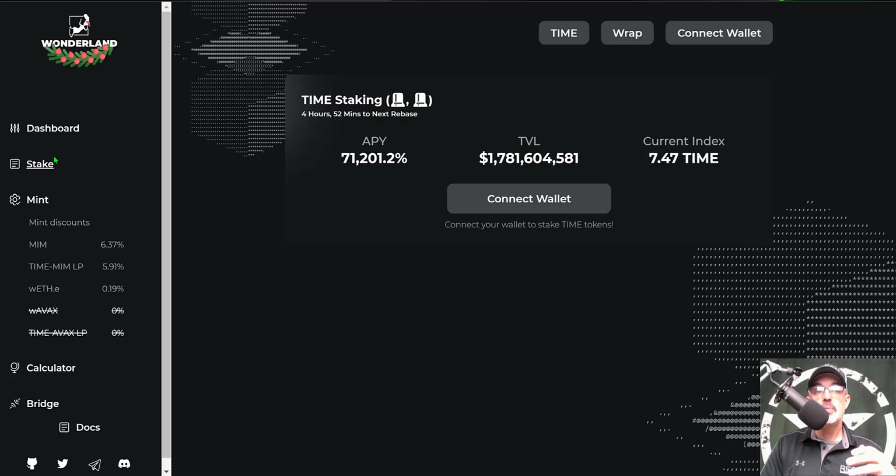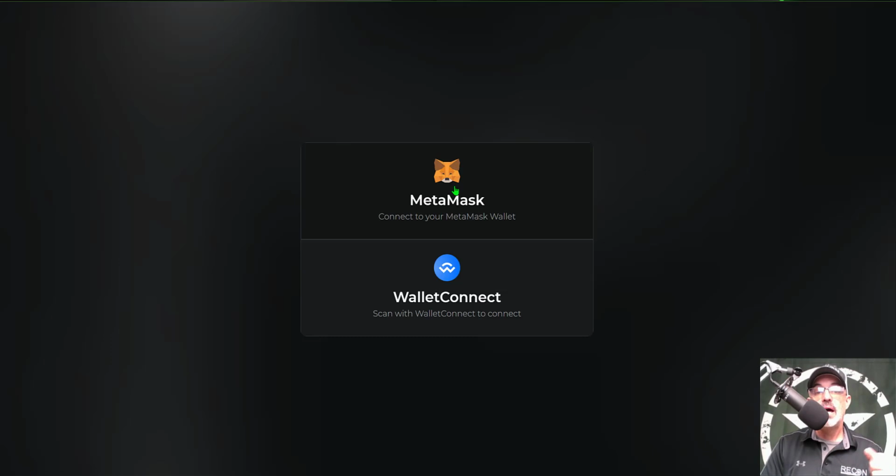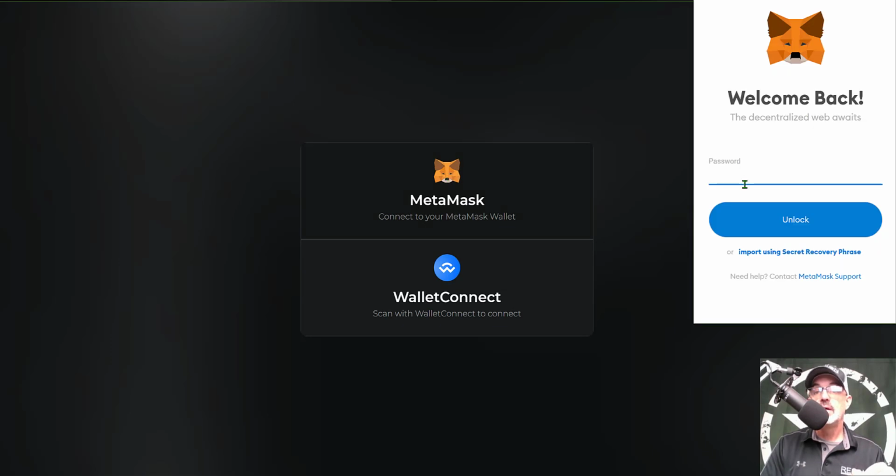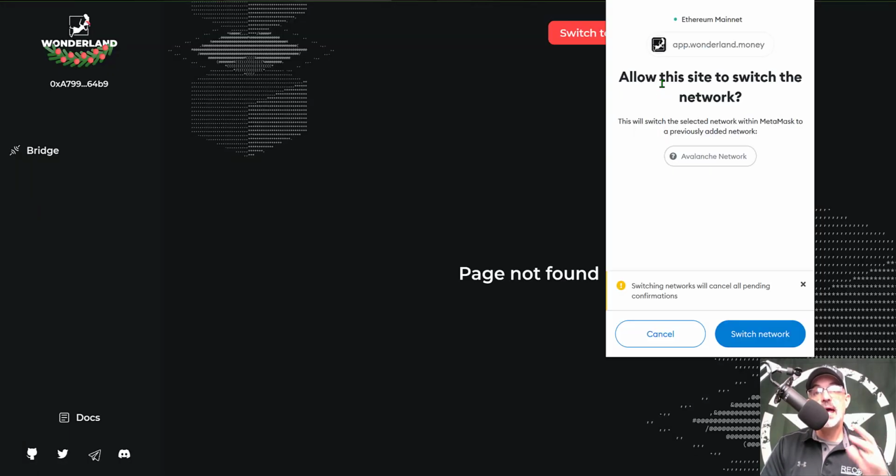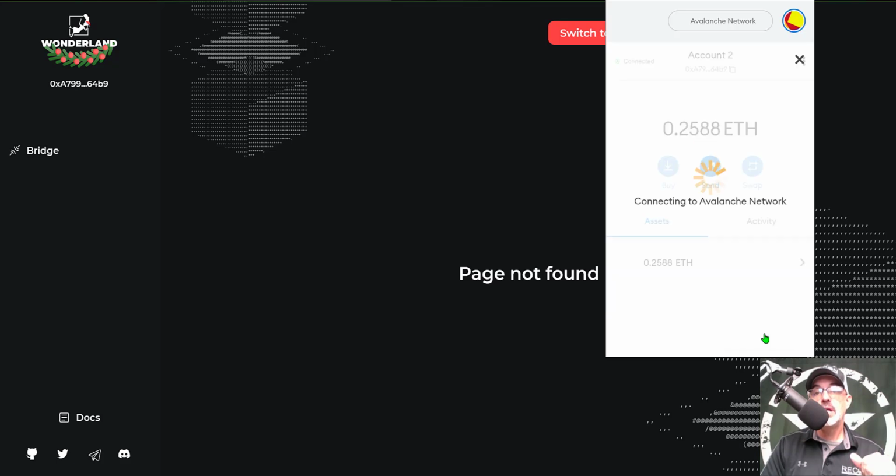And so now we're at the dashboard for staking or minting. Today we'll be staking the time token. And the first thing I actually need to do is connect a wallet. And in this case, I will be connecting my MetaMask wallet. So I just click on Connect Wallet. I have a choice between MetaMask or Wallet Connect. I will connect my MetaMask wallet. So I give that a click. And since this token is on the Avalanche network, I need to actually switch over to the Avalanche network. And so I just click on Switch Network.